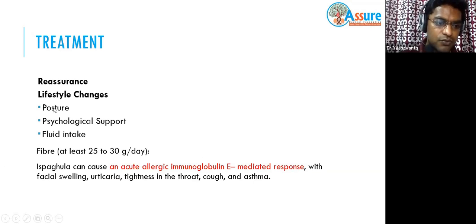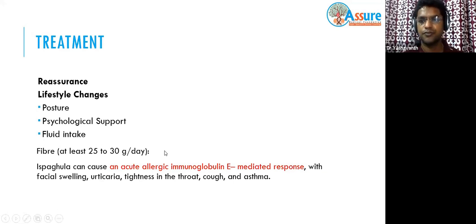Then the lifestyle changes. One is posture. It is said that squatting is better. If not possible with a Western commode, you can give a small support, a small stool of around 6 inches, so that the angle between your stomach plane and the thigh will be less, and it mimics the physiological position more. And psychological support, as we discussed, and fluid intake should also be noted, because at least around 2 to 3 liters should be ensured.